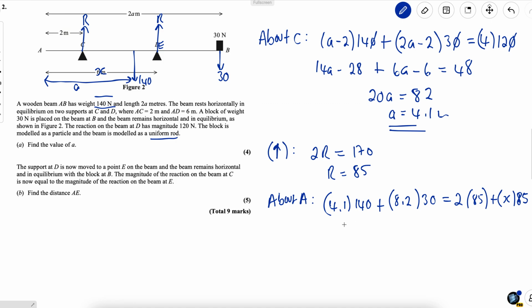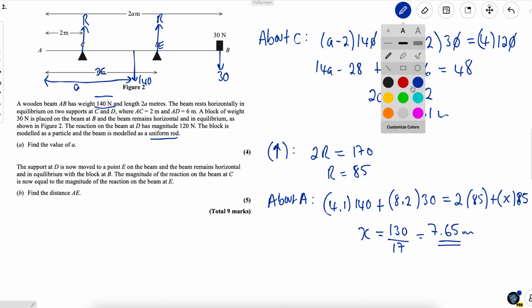And now just rearranging this equation and solving it, I have x equals 7.65, or 130 over 17 as an exact fraction, or 7.65 to 3 significant figures.